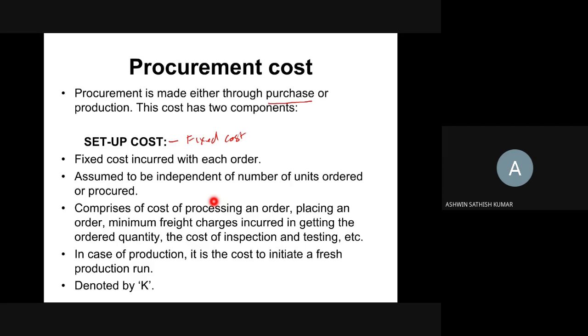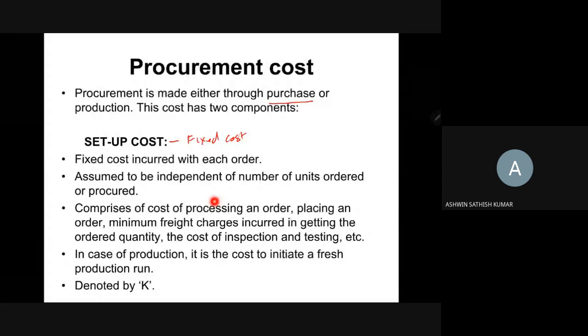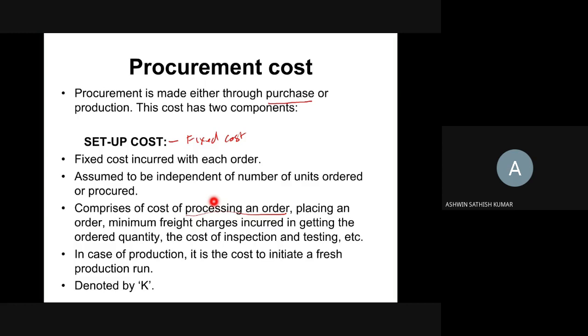So it includes which type of cost? It comprises the cost of processing an order. For example, you have to make a demand draft, so the minimum charge you have to bear. For example, the postage: you have to post something, so minimum postage charges you have to give.